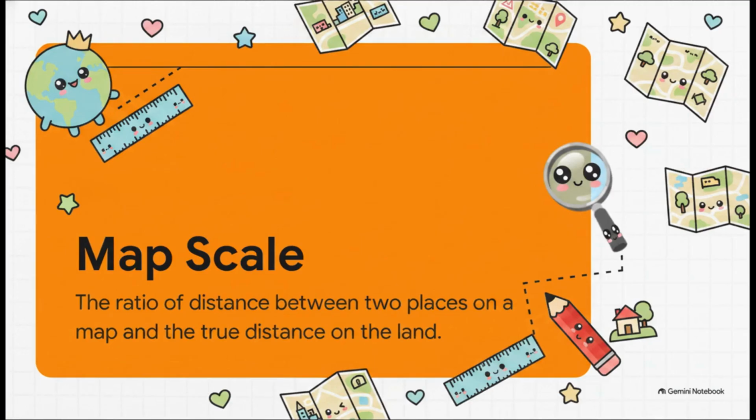Scale is that essential ratio that lets us take a regular ruler, measure a couple of centimeters on paper, and mathematically prove that two cities are exactly 20 kilometers apart in real life. It literally scales the massive world down so it can fit right in the palm of our hands.